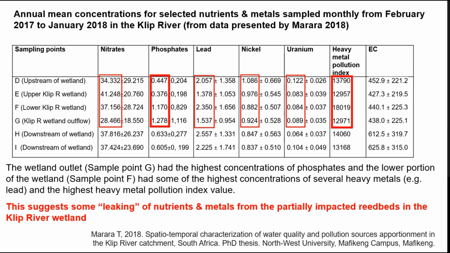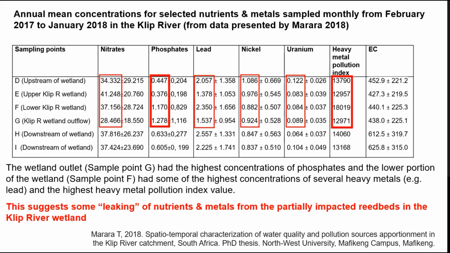And as part of this thesis, there was monthly sampling of water quality down the length of the Klip River. And you can see at point D is shortly upstream of the wetland. E is in that upper, which is the intact portion of the wetland. F is the lower degraded in size portion. G is at the outflow, and then H and I is downstream of the wetland.